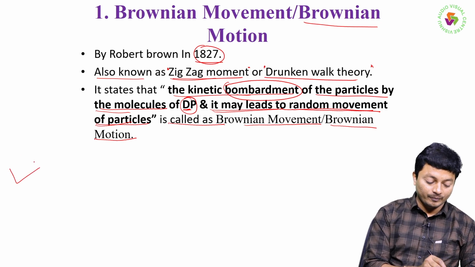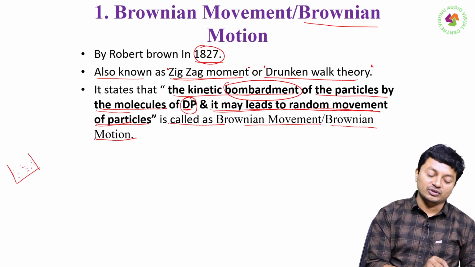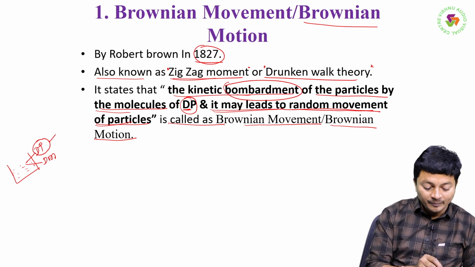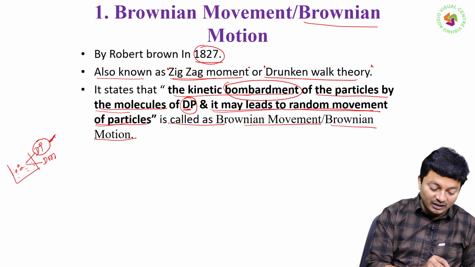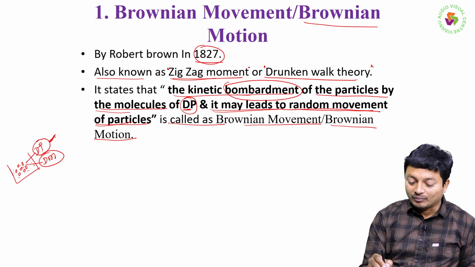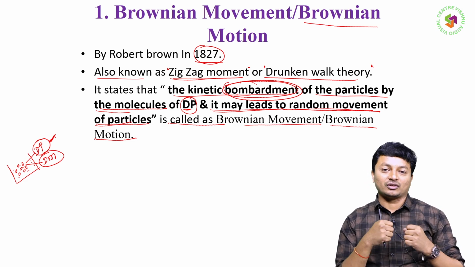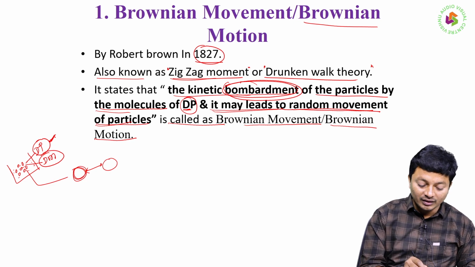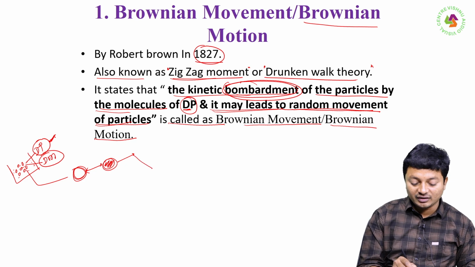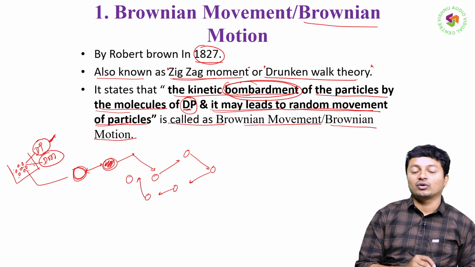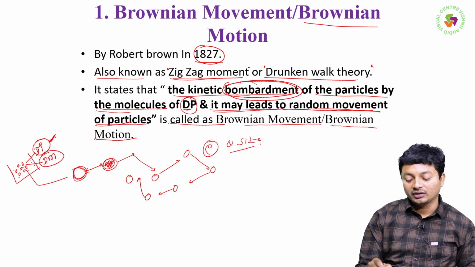That means if we have a colloidal solution, as we know, it contains a dispersion phase and a dispersion medium. Now we need to discuss how the dispersion phase particles are going to move in the dispersion medium. According to Brownian movement, bombardment means the particles will collide with each other. These particles may bombard each other, collide, and change their direction like this. There is no proper direction, and this movement completely depends on the density and the size of the particle.